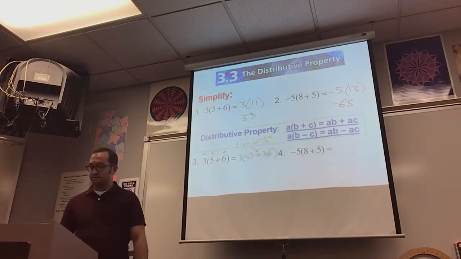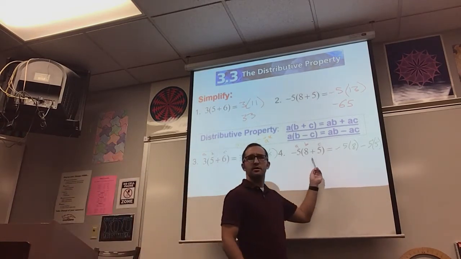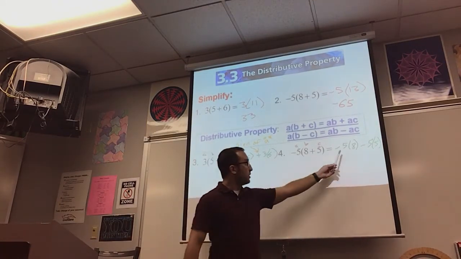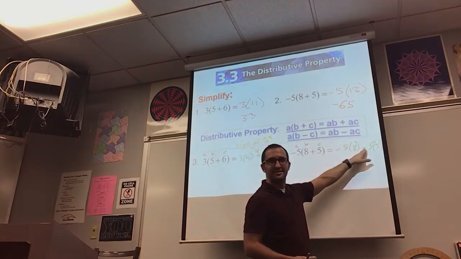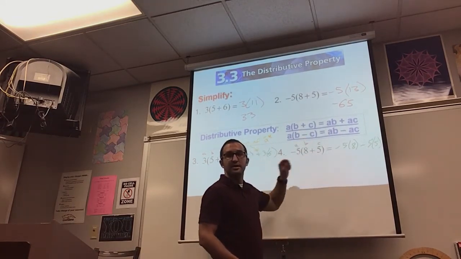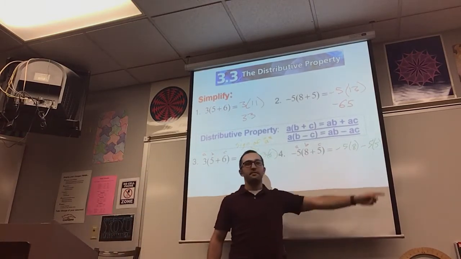for number 4, A, B, and C. Then this becomes negative 5 times 8 minus 5 times 5. Why negative 5? This is a plus sign. Why a minus sign there? Because A is negative. Exactly. So do you see how this is negative 5 and this is negative 5? This symbol is not going to be the sign from the parentheses. It's going to be the sign of A. Okay? Sign of A.